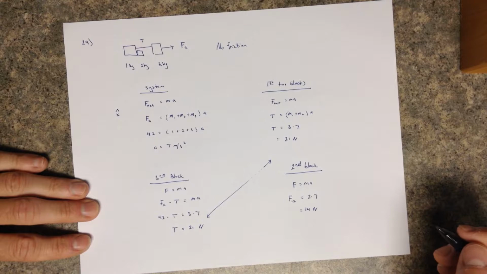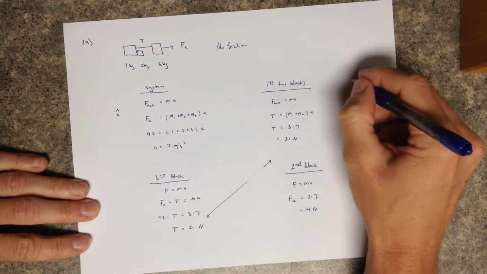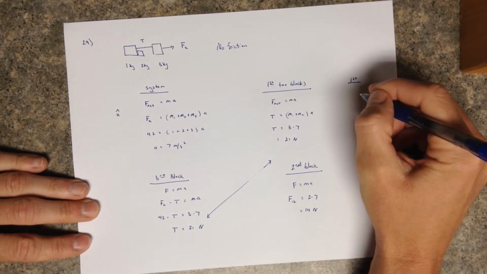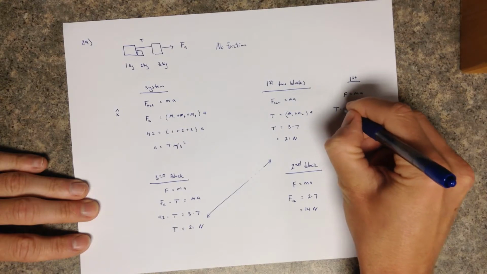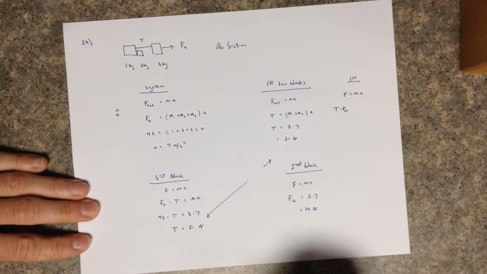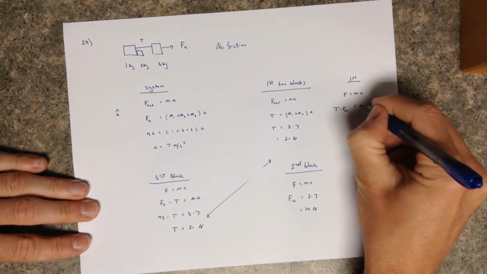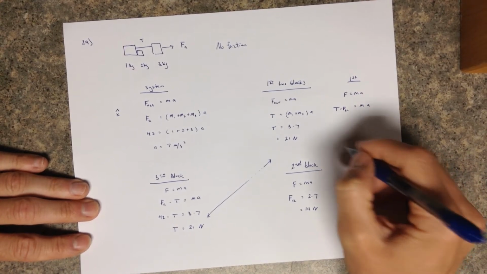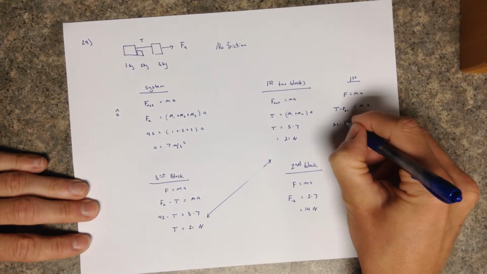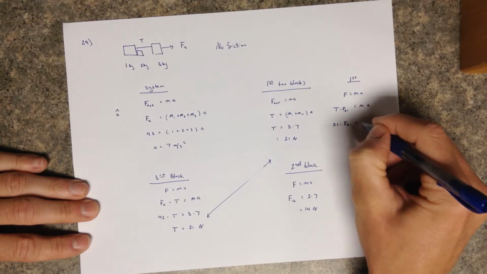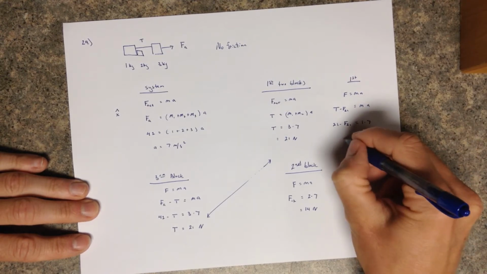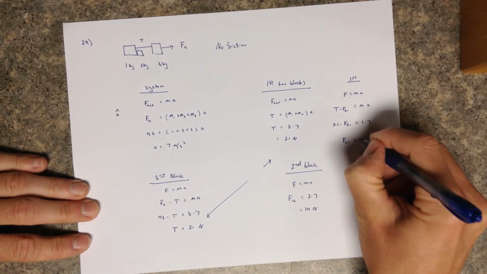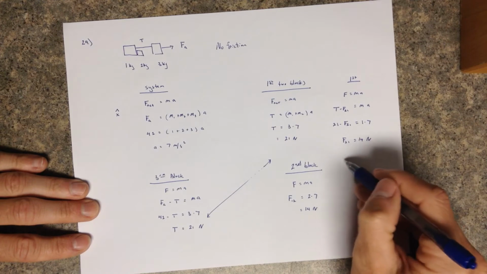And if you wanted to show Newton's third law, you really could then look at, well, if we just looked at the first block all by itself, tension is making it move, and F21 is pushing back on it, and that equals its mass times its acceleration. So the tension was 21. Let's pretend we don't know what F21 is, and that equals its mass of 1 times 7, and you get F21 equals 14 newtons.